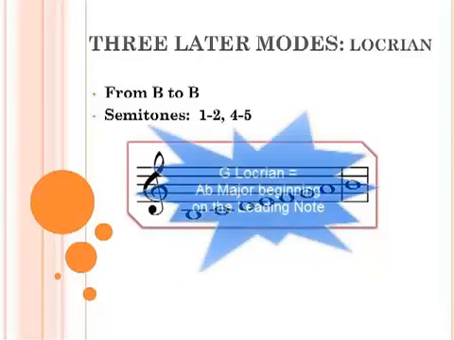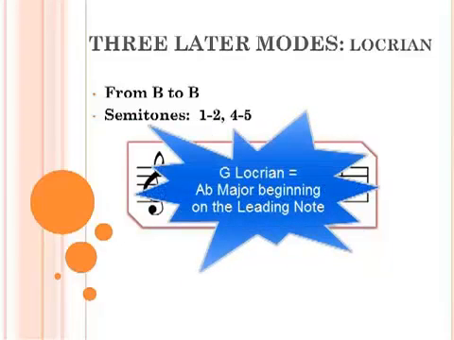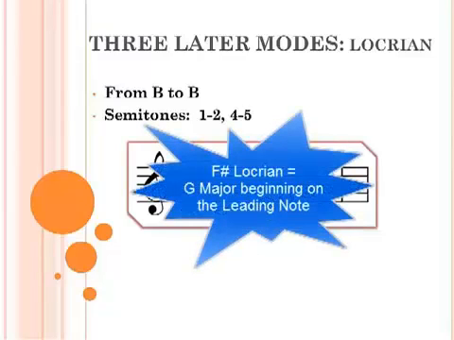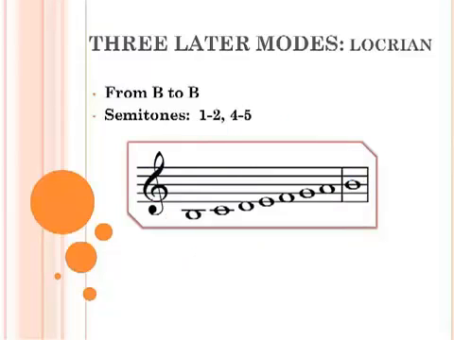The G Locrian mode starts on G and contains the same notes as the A flat major scale. The F sharp Locrian mode starts on F sharp and contains the same notes as the G major scale.